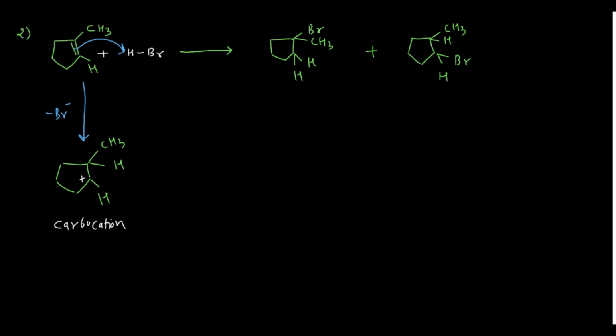And what is the nature of the carbocation? This carbon is connected with one carbon at the top and one carbon at the bottom. That means only with two carbon atoms this carbon is making connection. So it is secondary in nature. So this carbocation is 2 degree in nature.